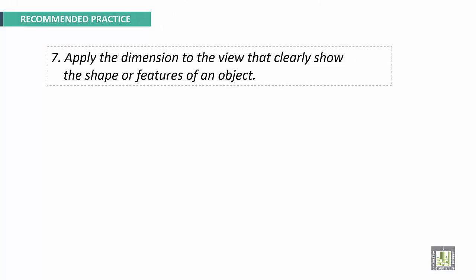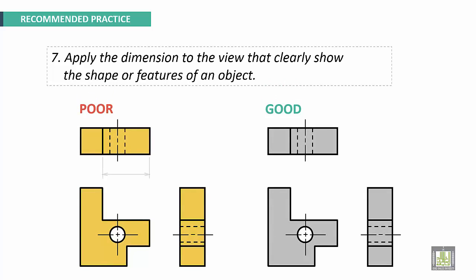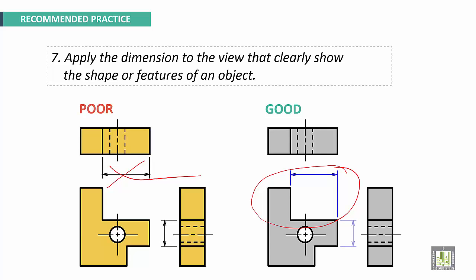Next recommendation, apply the dimension to the view that clearly shows the shape of features of an object. The example here is the following. For this dimension, to show this shape, it's better to put it here to clarify the shape. Here is not good. Here too, this is not good. For this dimension also, this is not good. It's better to put it here to locate this hole.